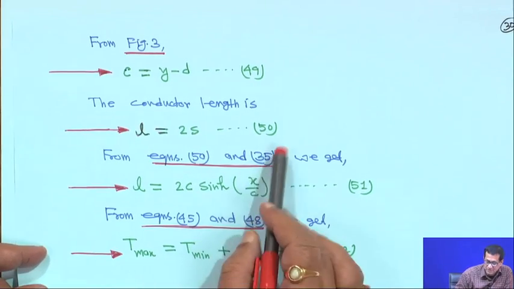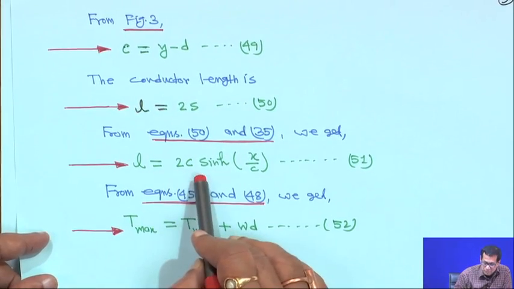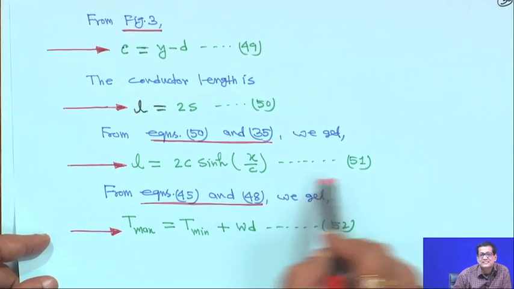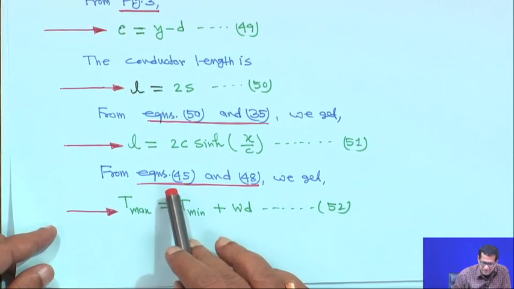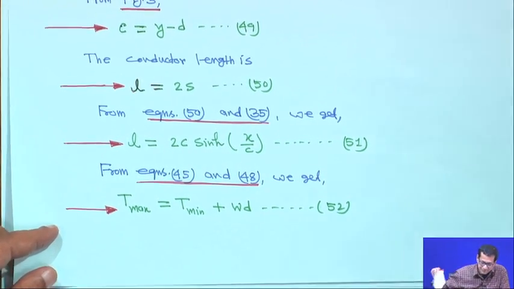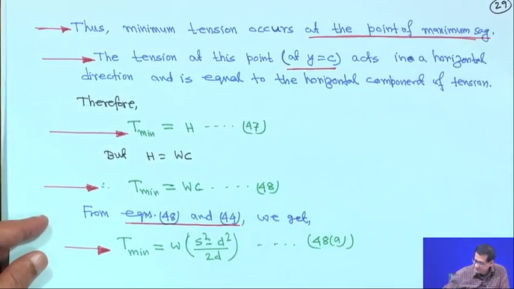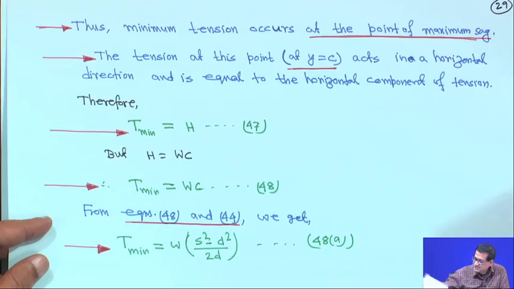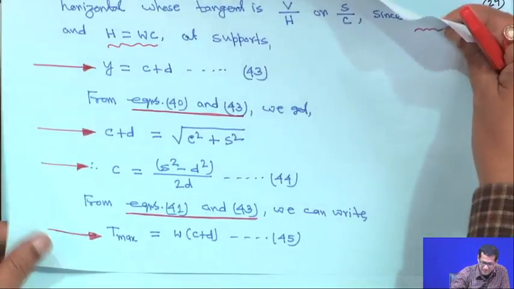You substitute here from equation 35, S is equal to... So, small l is equal to 2C sinh(x/C). This is equation 51. And therefore, from equation 45 and 48, this is your 48, and this is your equation 45.